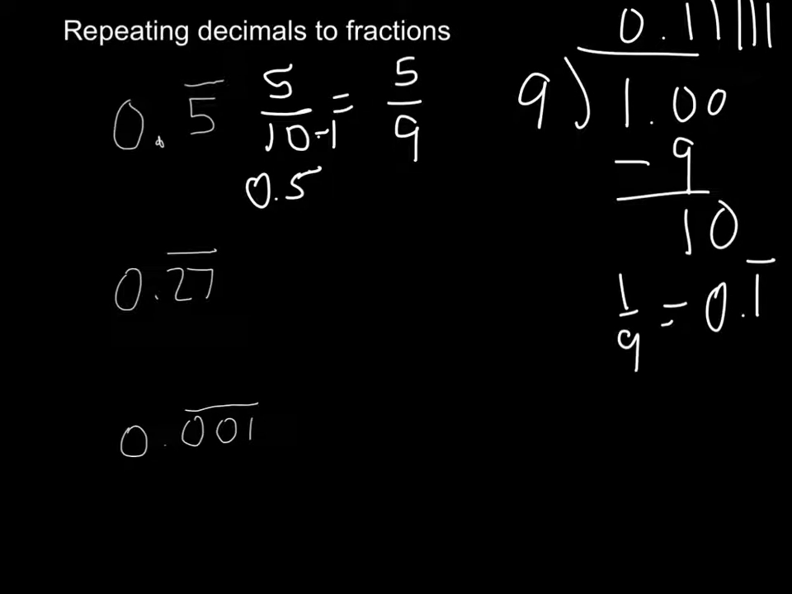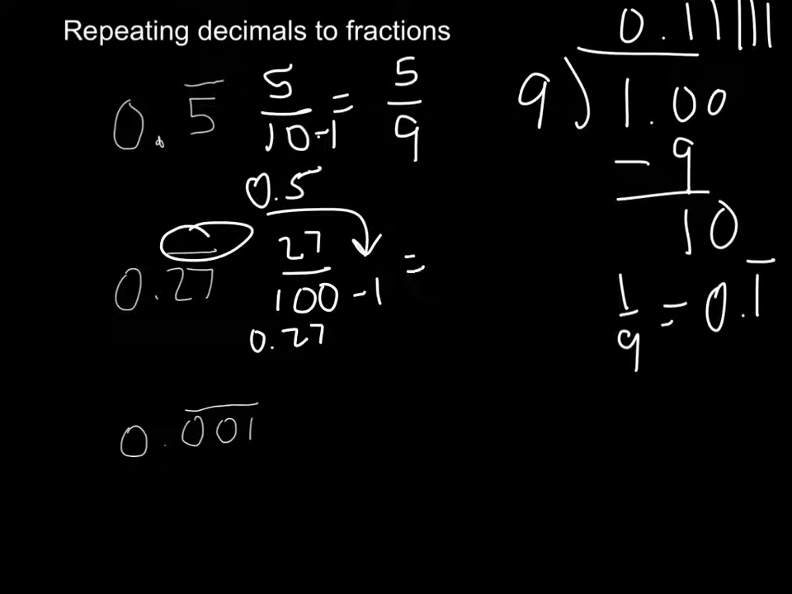Now, the same thing could work for the two-place values, the hundredths. We're going to take that 27. You would put it over 100 if it was just 0.27, but that repeating part, we're going to get rid of the lazy 1 from on top here. Get rid of that lazy 1 by subtracting 1 from the denominator. And that's going to give us 27 over 99.